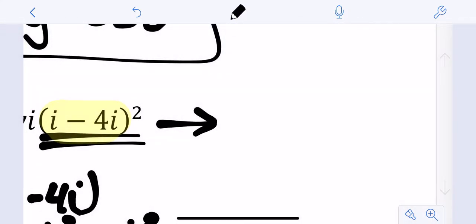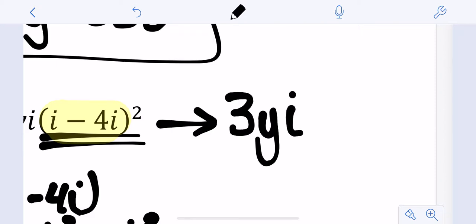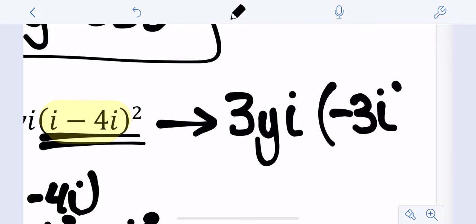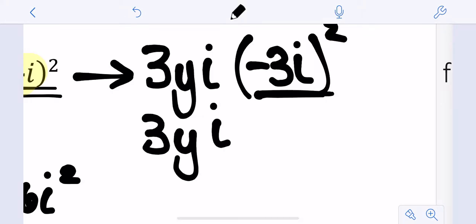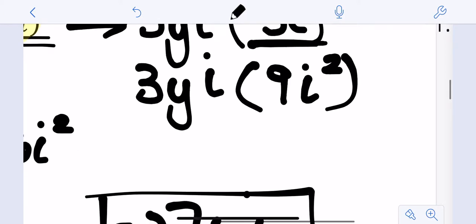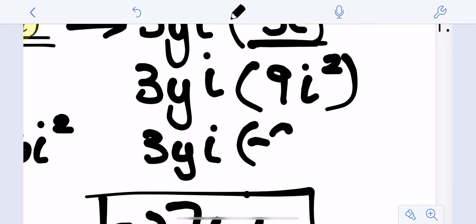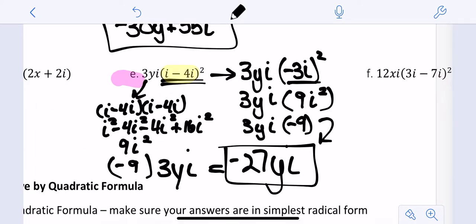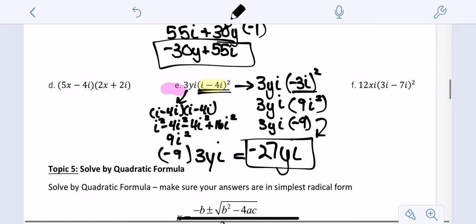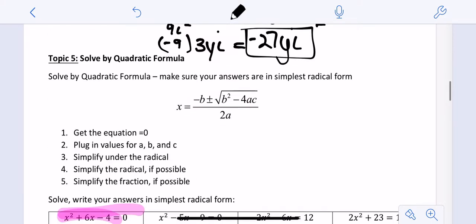Now, another way to do this would be to say, oh my goodness, there are actually some like terms in those parentheses. So I could do 3yi times -3i squared, which would be 3yi, and then -3i squared is 9i squared, square each part. And that becomes 3yi times -9, and that leads me to my same answer. So multiple ways to arrive at that answer, but just make sure you're cognizant of the fact that squaring means multiply by itself.